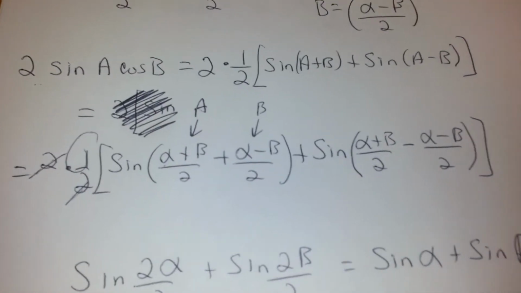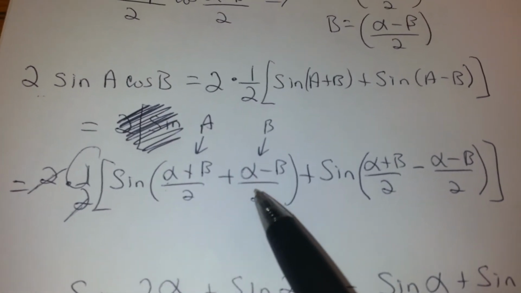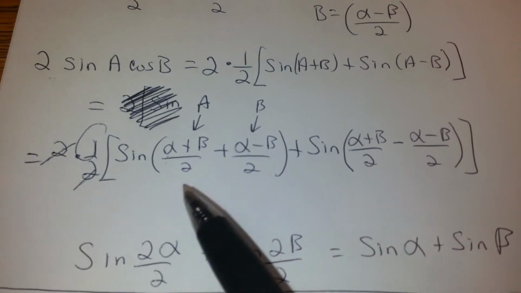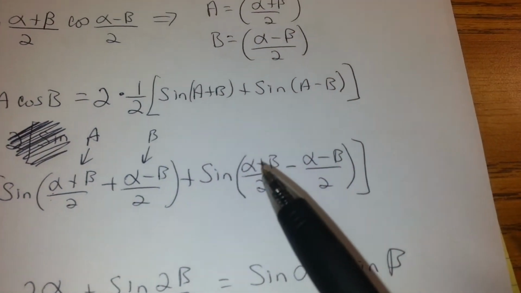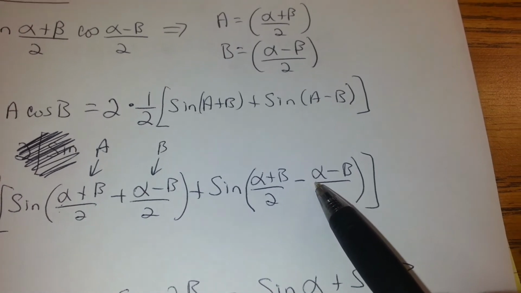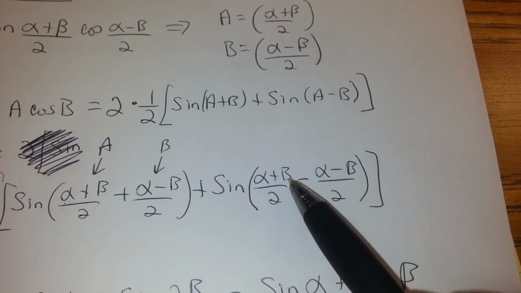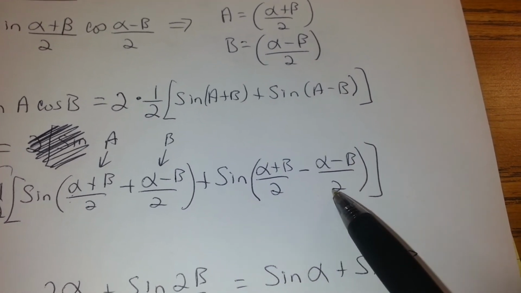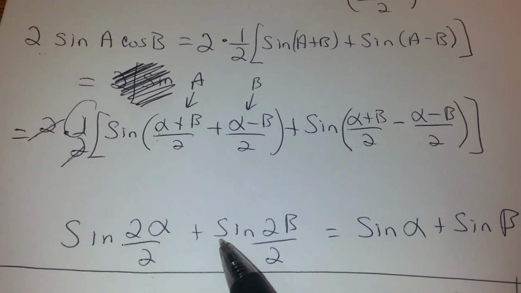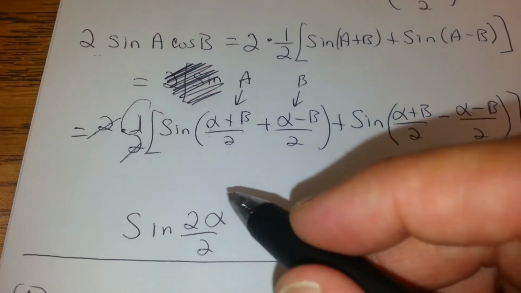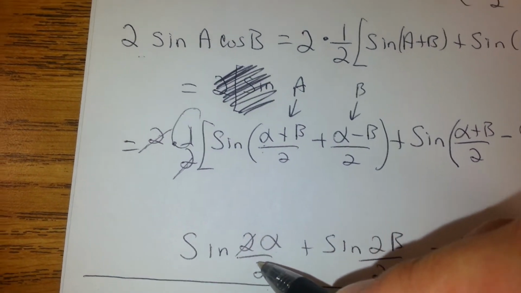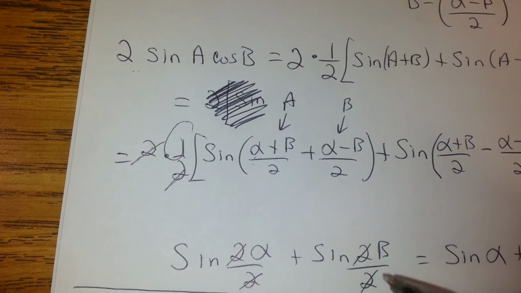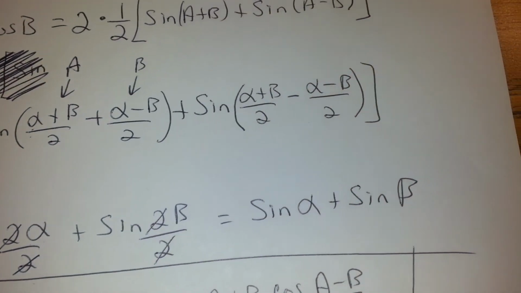Just simplifying. Alpha plus alpha is going to be 2 alpha, and beta minus beta is 0, and that's all over my common denominator of 2. Over here, alpha minus alpha, the alphas go away, but beta minus a negative beta is 2 beta, over 2. So I've got sine of 2 alpha over 2 plus sine of 2 beta over 2. The 2's cancel out, and I basically get sine of alpha plus sine of beta.